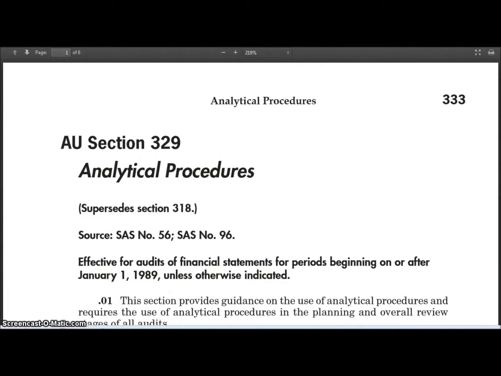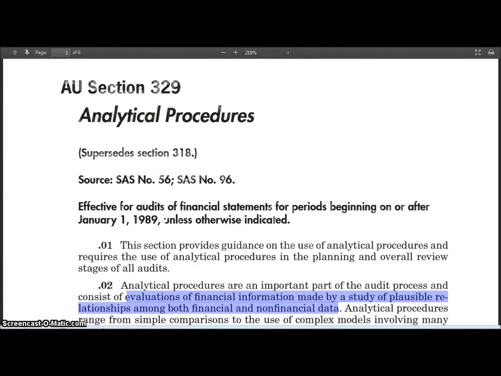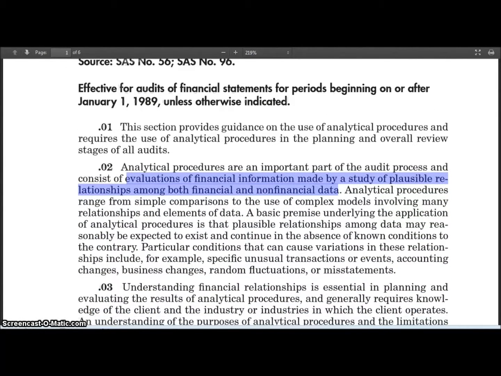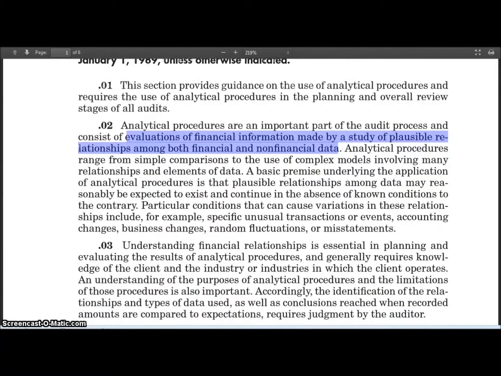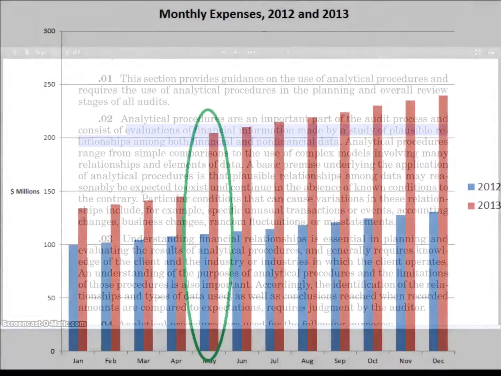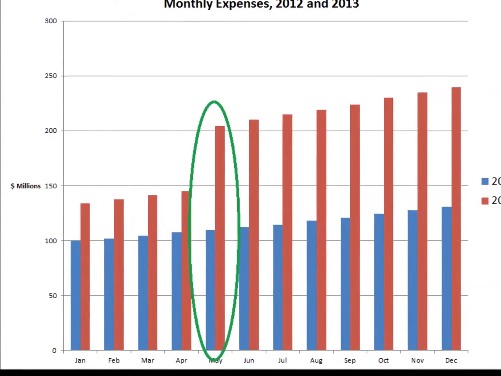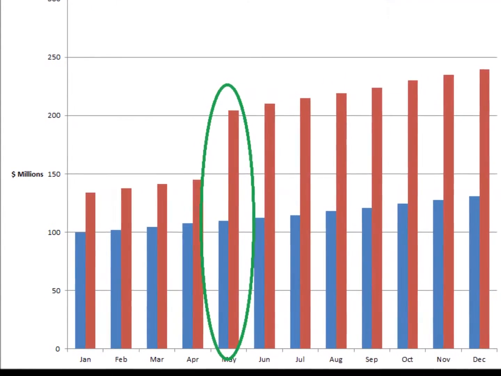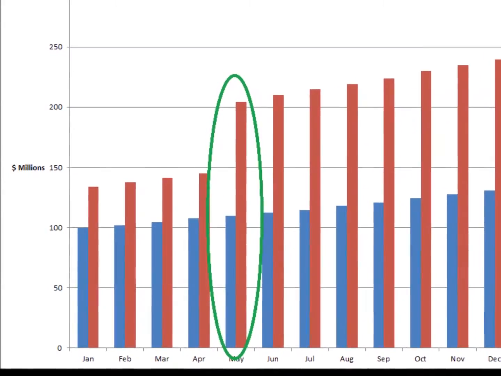Analytical procedures are defined in Statement of Auditing Standards No. 56, or SAS 56, as evaluations of financial information made by a study of plausible relationships among both financial and non-financial data. Essentially, what this means is a high-level review of accounting data to identify anything that stands out, for example, a big change in one category of expenses from one year to another.